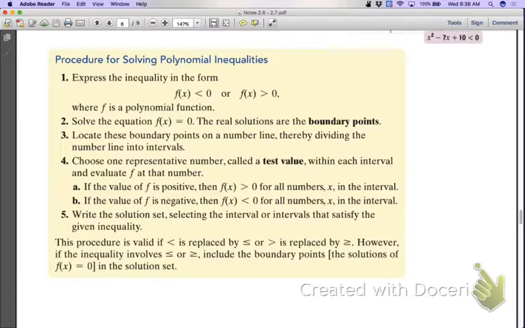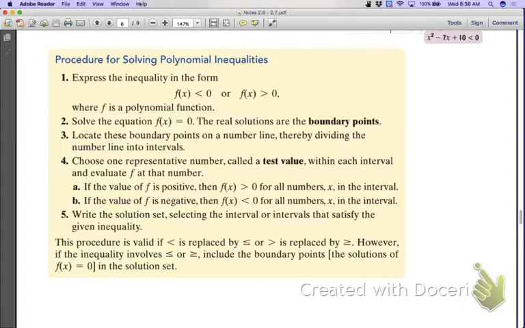Once you locate those boundary points on the number line, they're dividing the number line into intervals. Okay? Whenever it crosses that 0, basically it's not an asymptote, but it kind of is, because it's going to section everything off. You're going to go from negative infinity to that number, then from that number to your next time it crosses, and so on and so forth until you have those different values, or those different windows if you think about it that way.